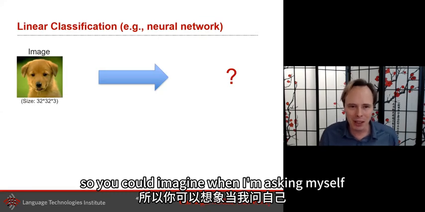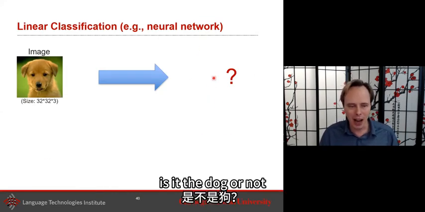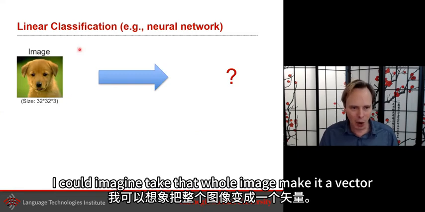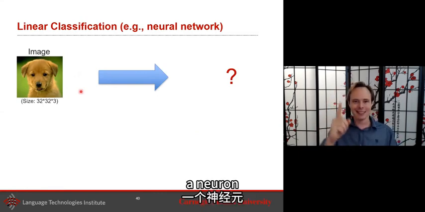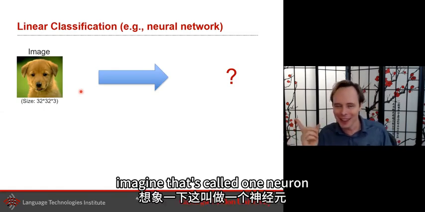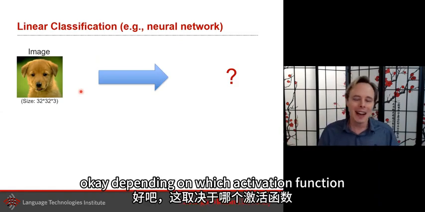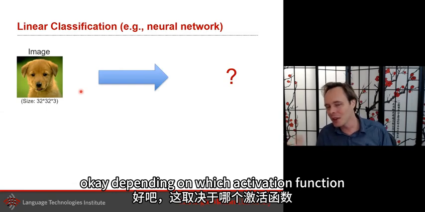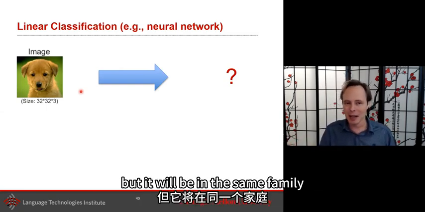You could imagine when I'm asking myself, is it a dog or not? I could imagine taking that whole image, making it a vector, and then using only one neuron. I know that's quite crazy, but imagine that's called one neuron. By the way, one neuron is called a linear classifier. Depending on which activation function, it will be maybe slightly different from a linear classifier, but it will be in the same family.